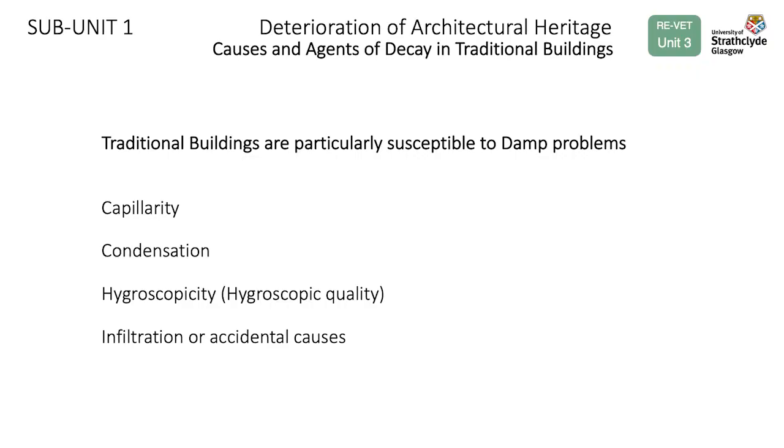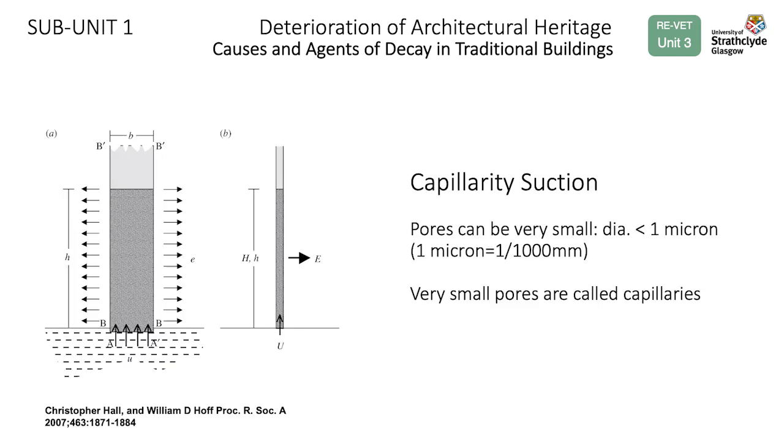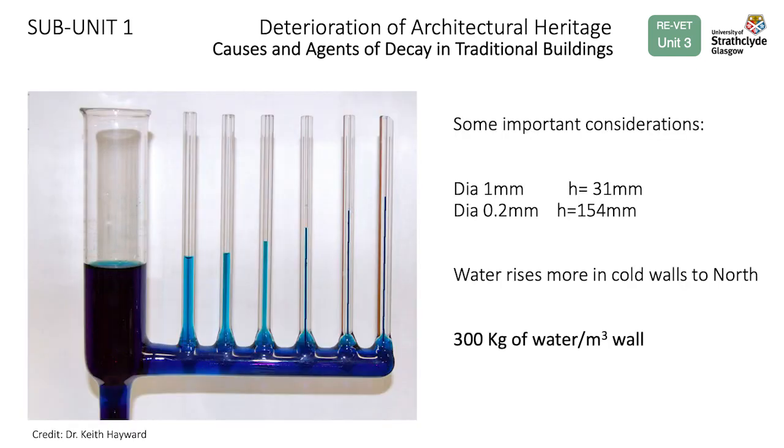Traditional buildings are particularly susceptible to damp problems. There are four types: capillarity, condensation, hygroscopicity, infiltration, or accidental causes. Pores can be very small. Diameter can be less than 1 micron, 1 micron being 1 in 1000 millimeters, and these very small pores are called capillaries. If the water-to-water attraction is lower than the attraction to the surface of the pores, water is drawn to these capillaries. The smaller the diameter of the pores, the stronger the suction force is, and thereafter the higher the water rises, offsetting gravity.